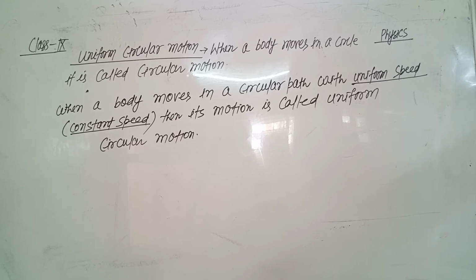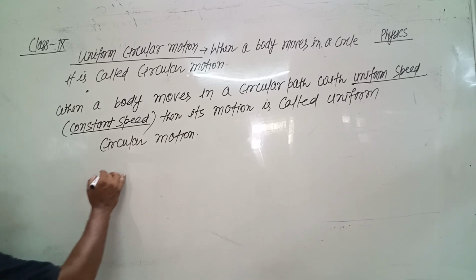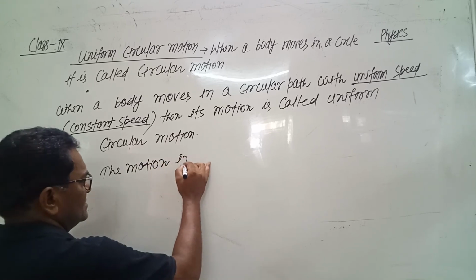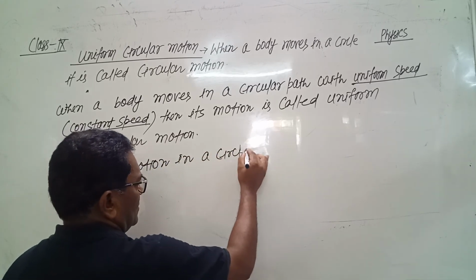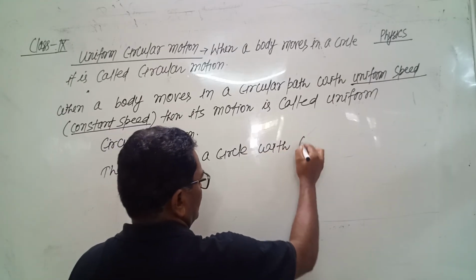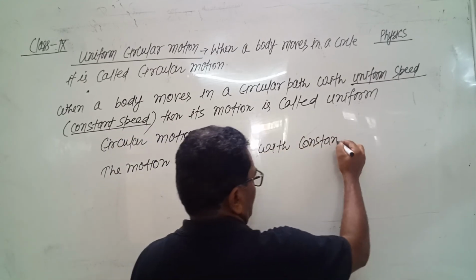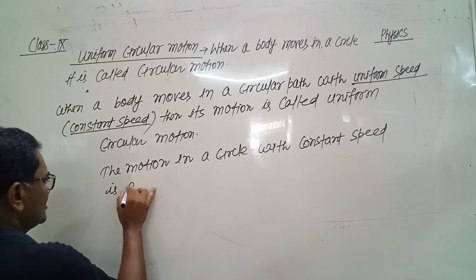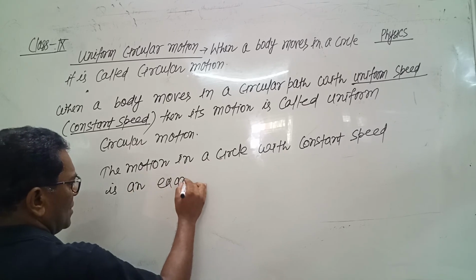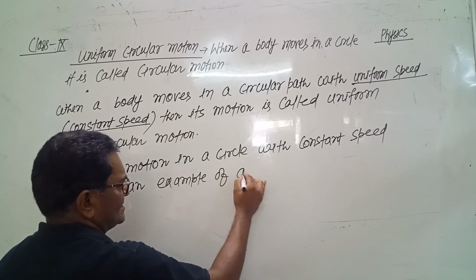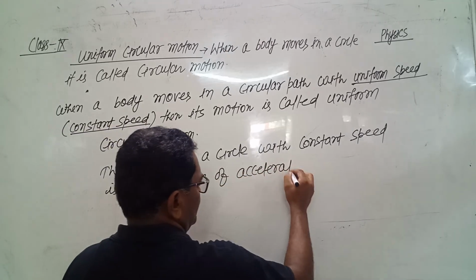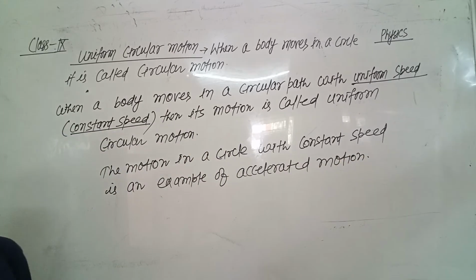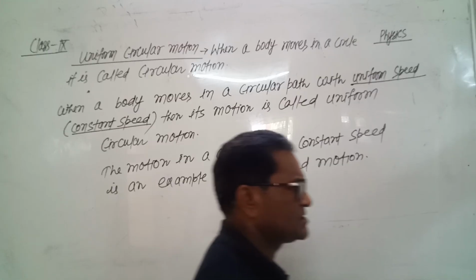The motion in a circle with constant speed is an example of accelerated motion.